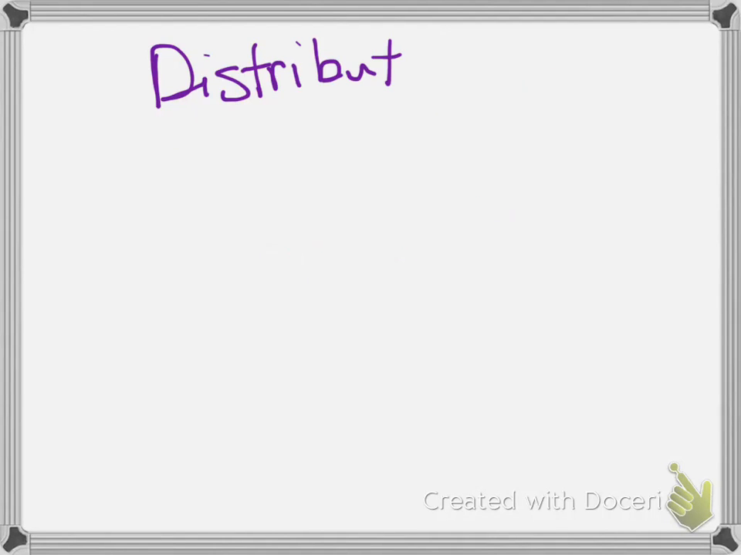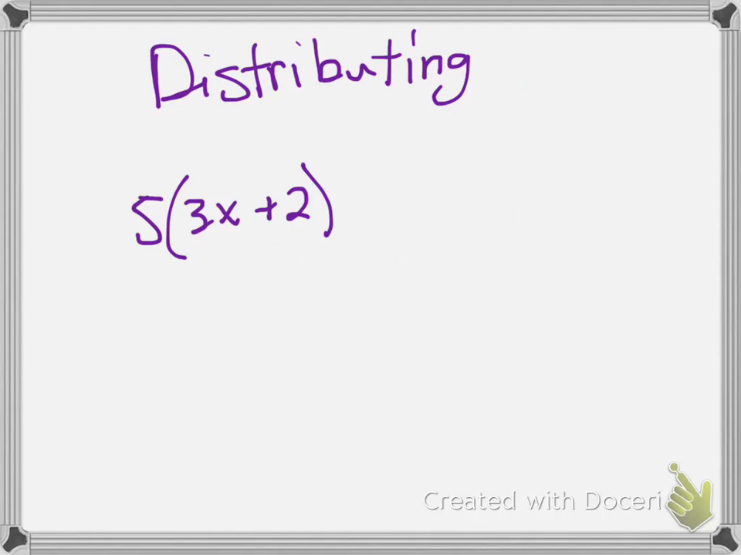First, we're going to look at distributing. So if I give you the problem, 5 times the parentheses of 3x plus 2. Now remember, when we're distributing, we're going to distribute into everything. So that outside number, our main objective is to get rid of the parentheses. We're going to take that outside number, we're going to distribute it into everything inside the parentheses.